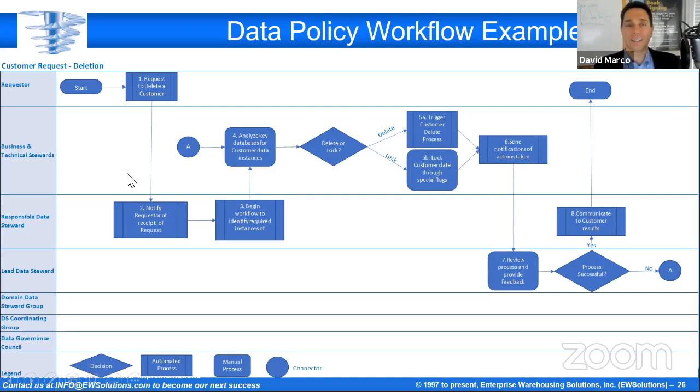So let's start at the beginning. In this workflow, a requester, that's the start, upper left-hand corner, makes a request to delete a customer, and it comes from the customer themselves. When that happens, the responsible data steward, number 2, is notified of this request, and they have to send back a receipt that, yes, I've gotten the request. That responsible data steward begins a workflow to identify the required instances of that customer. Then you go to number 4, analyze key databases for customer data instances.